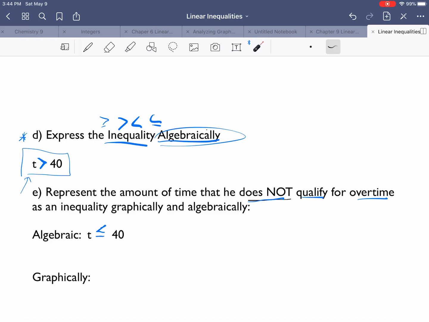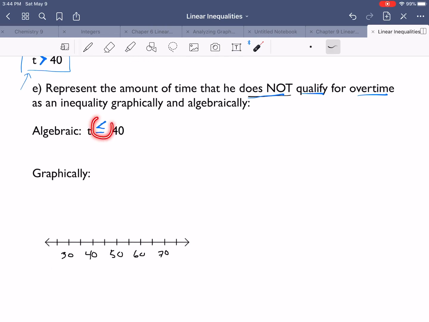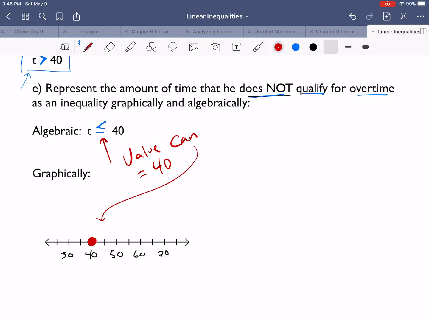So now we're dealing with this sign that has an equal sign underneath it. So this is where we're going to use our special graphing technique, because I told you that when there's a line underneath here, that means equals. So that means that the value can be 40. Okay, so the value can equal 40. All right, so if we're going to graph that, we need to go to our 40 and put a circle around it. But because it can equal, we're going to fill in the dot. All right, so that's what that dot means.